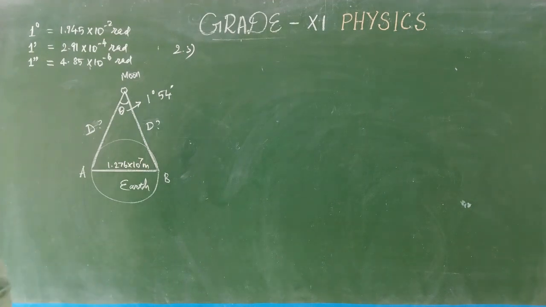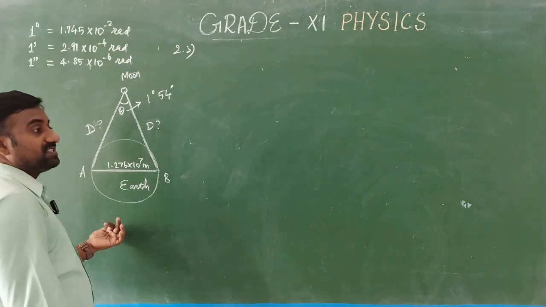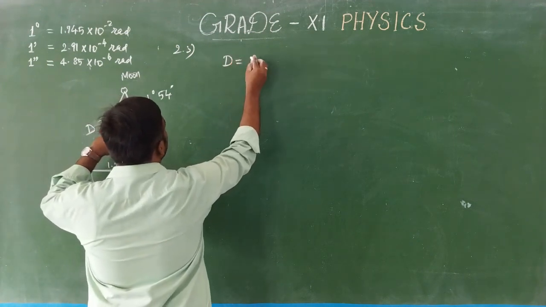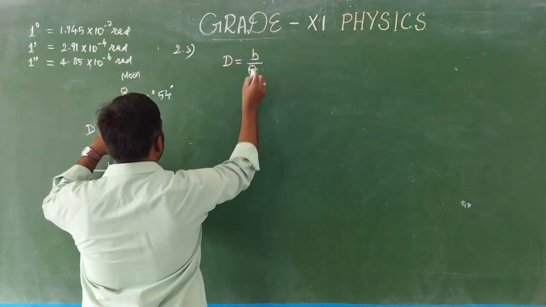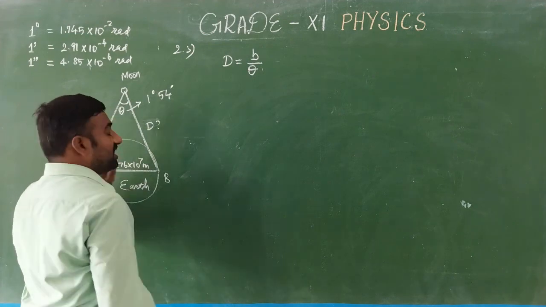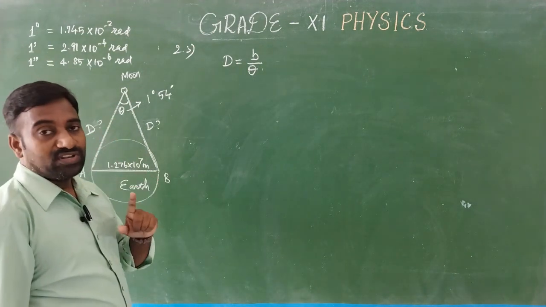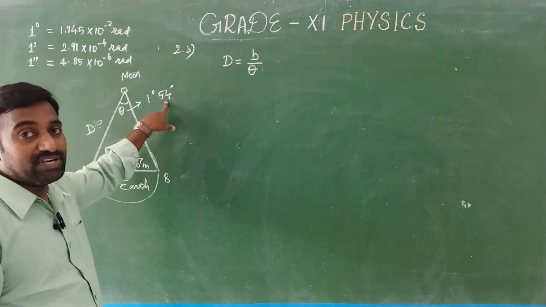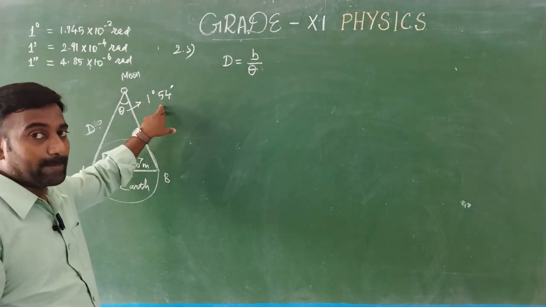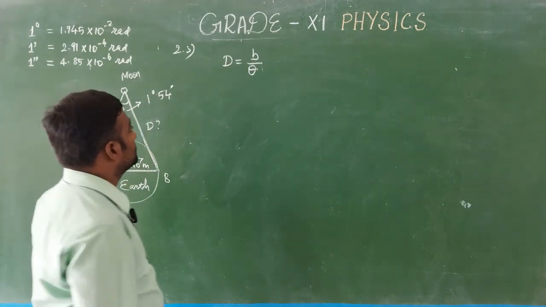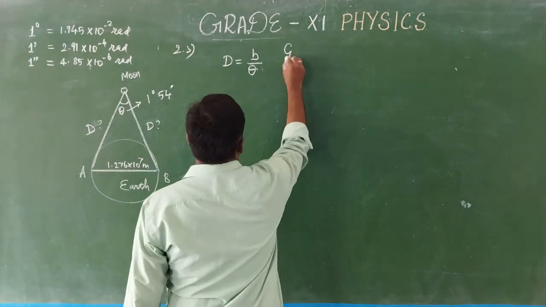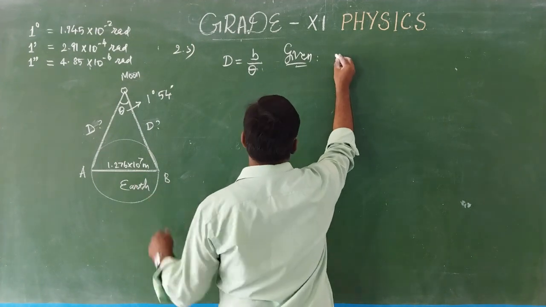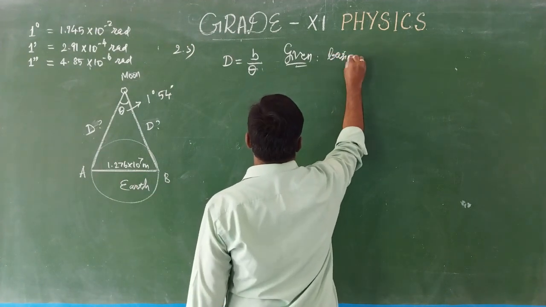It's a very simple method. Already we know, in the parallax method, we use it to estimate the distance. Distance d is equal to basis by parallactic angle. Basis is also given, parallactic angle is also given. But only one confusion: here the angle is not given only in degree, it is also given in minutes. So we need to convert this value. Okay, so how to convert this? See, we'll write the given. The given value is the basis.